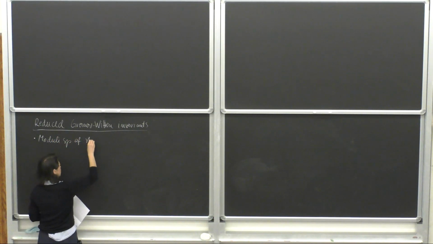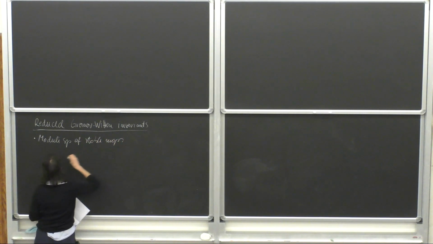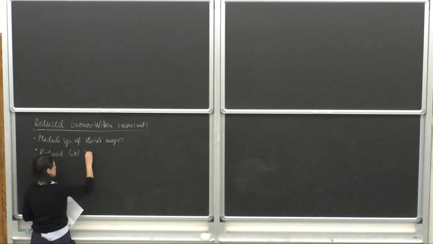The goal for today would be to say a few things about the moduli space of stable maps, and then say something about these reduced or defined reduced Gromov-Witten invariants.